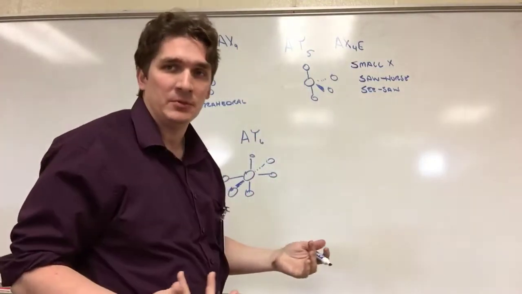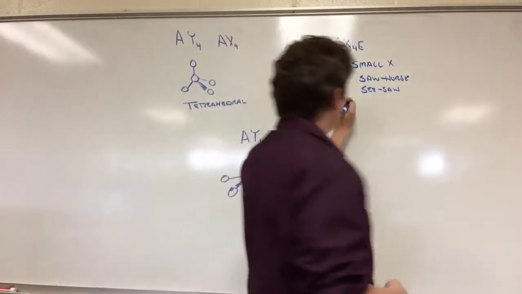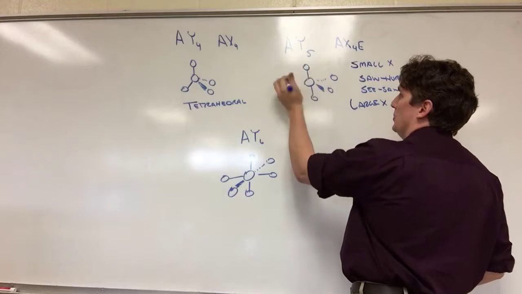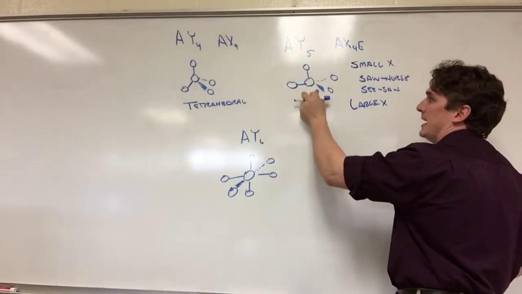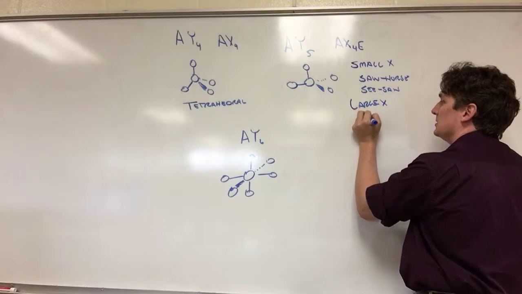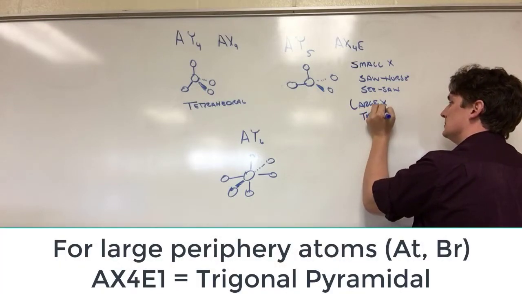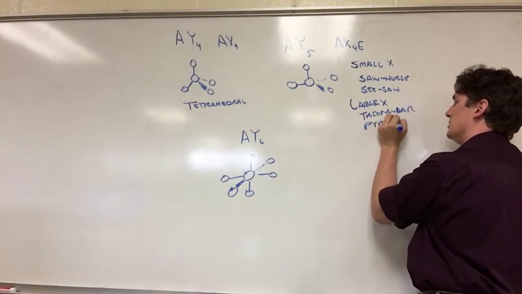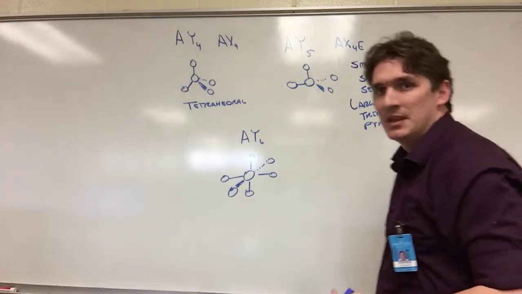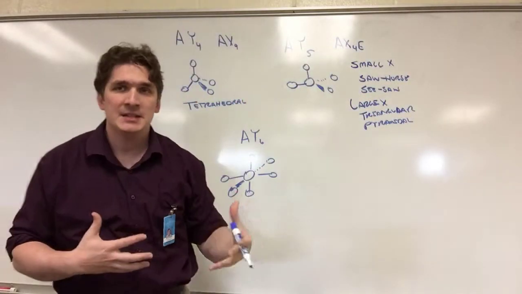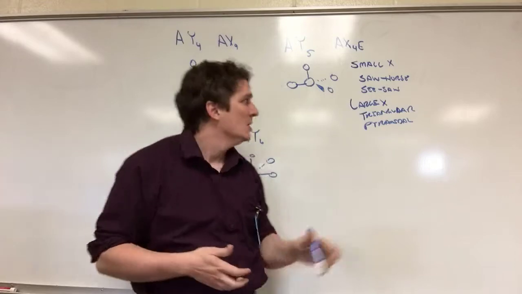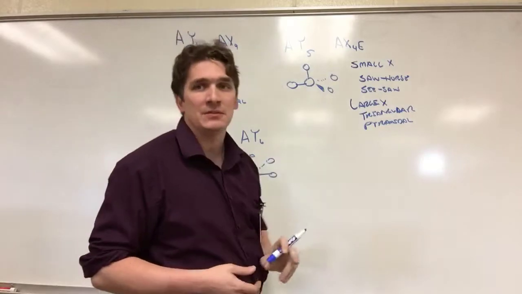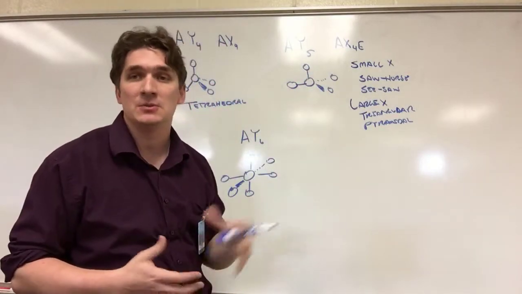But let's say we have large periphery atoms, something like bromine or iodine. Well, for large X, we're going to force the lone pair to go into the axial position, and this will give us a triangular pyramidal geometry. So in the case that we have large periphery atoms, again, something like astatine, bromine, iodine, a really fat halogen, what they'll do is they'll force the lone pair into the downward position, the axial position, because it puts the lone pair at 90 degrees to everything else, but it maximizes the distances between the periphery atoms.